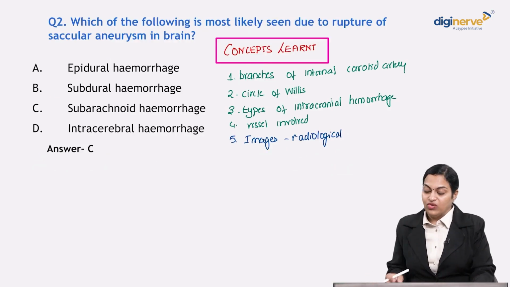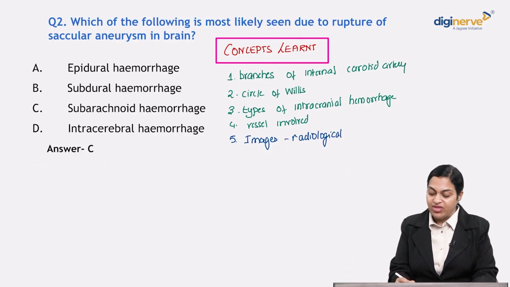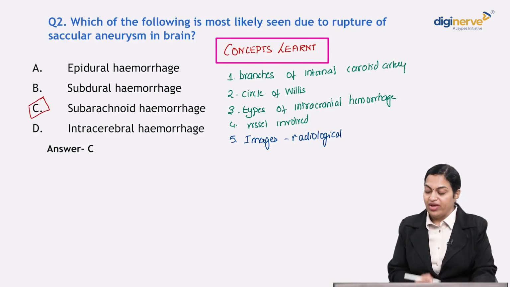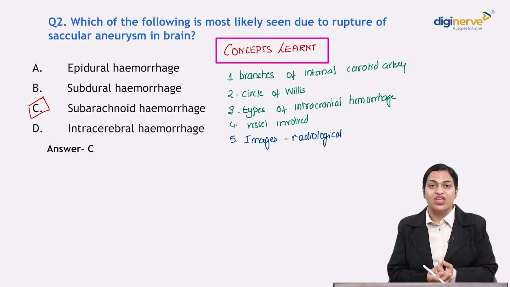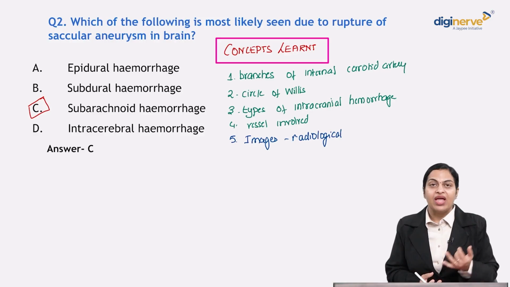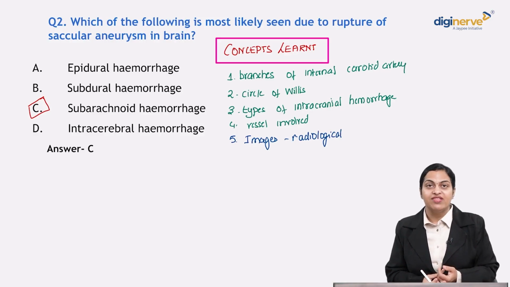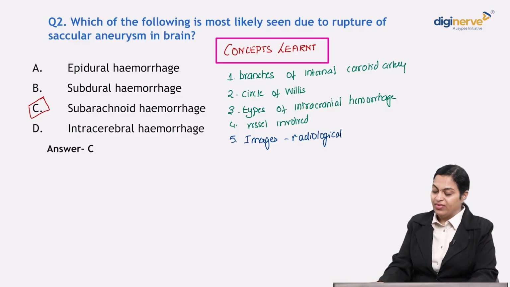Fine. So which of the following is most likely seen due to rupture of saccular aneurysm in the brain? Subarachnoid hemorrhage. So in this question, we have discussed branches of the internal carotid artery. We identified it in the image, and then we saw both circle of Willis, which arteries contribute and which do not contribute, right? And the types of hemorrhage, intracranial hemorrhage, right?